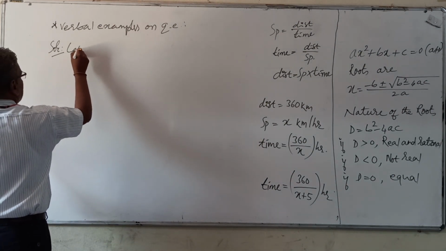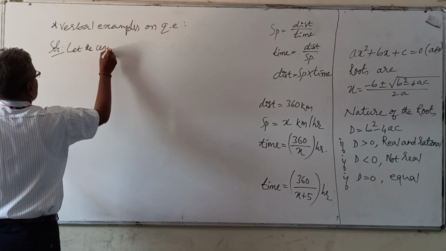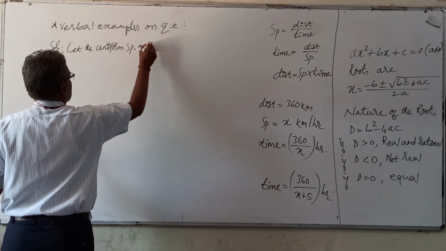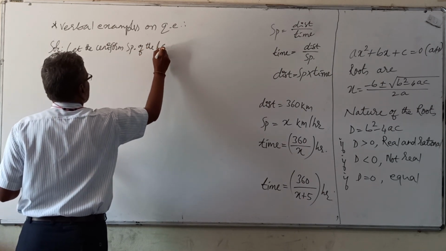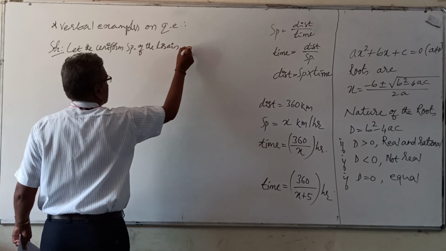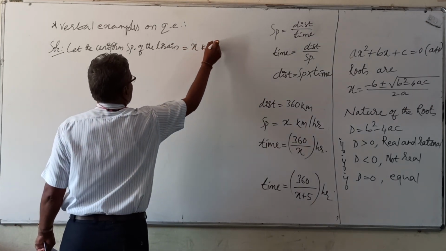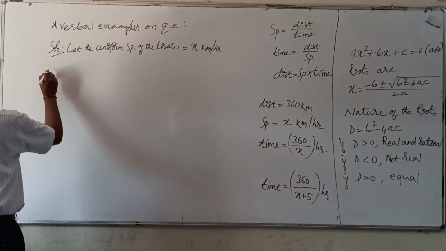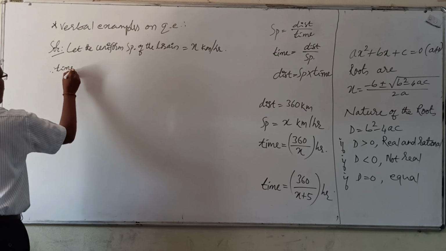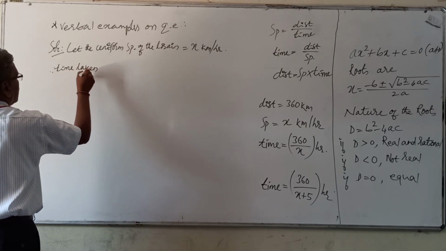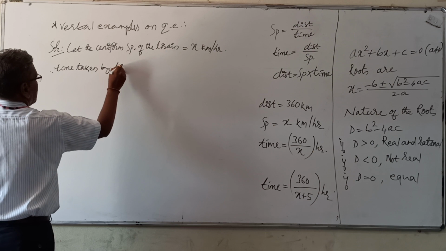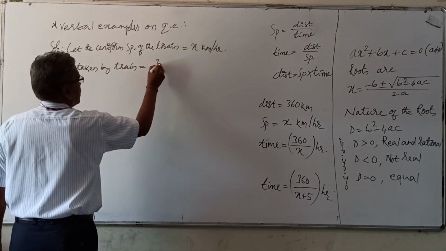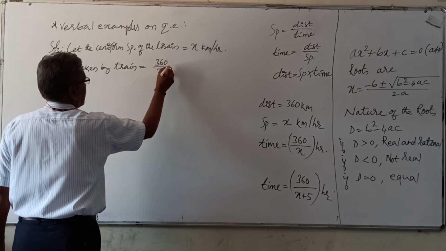Let the uniform speed of the train be x km per hour. Therefore, the time taken by the train, by the relation, is equal to 360 by x hours.